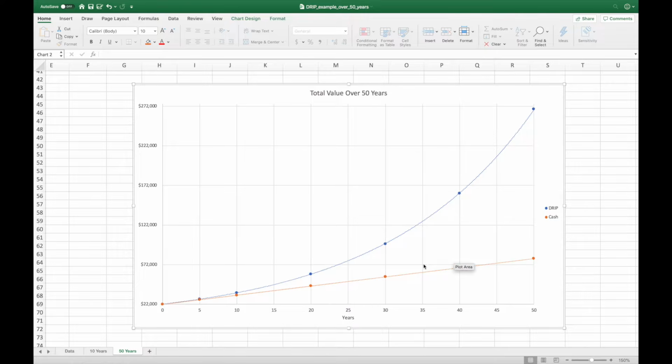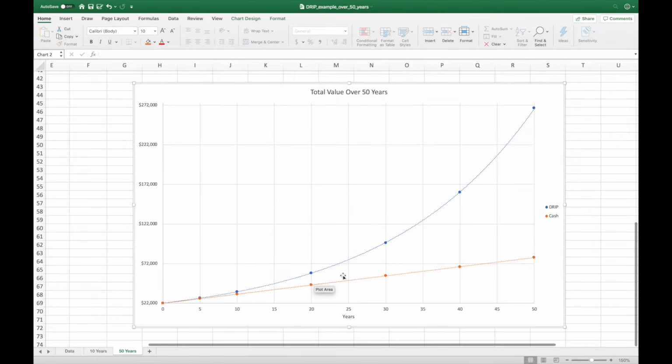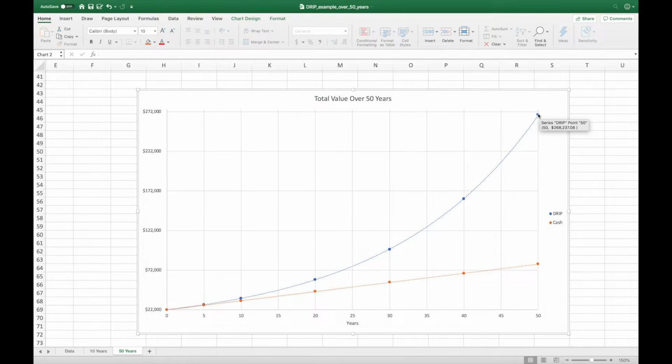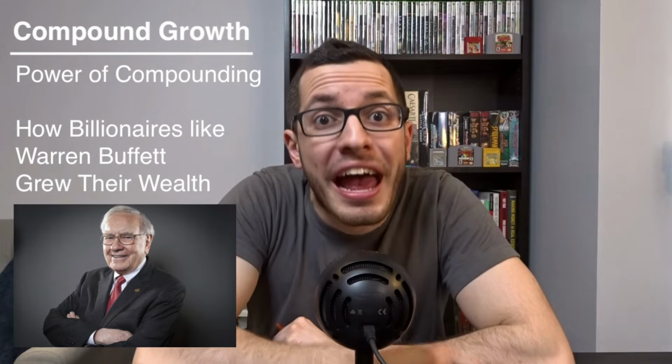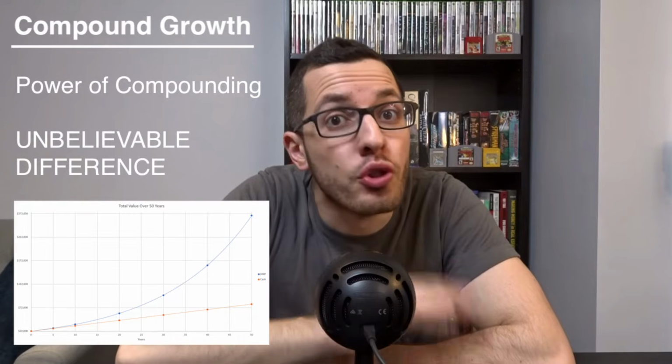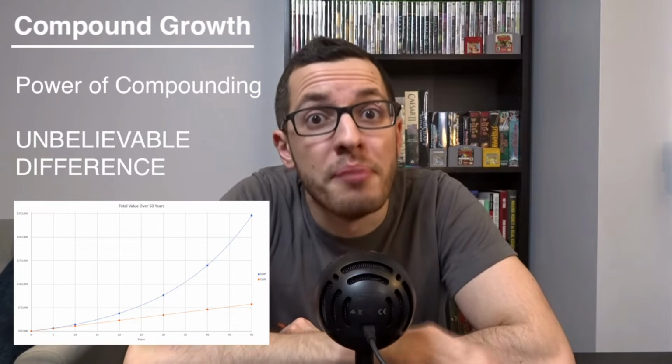But if you had reinvested with a DRIP, your initial $22,000 investment would now be worth $268,000 in 50 years. This is the power of compound growth. And this is how billionaires like Warren Buffett grew their wealth. This graph looks unbelievable, but I promise you, the math adds up.